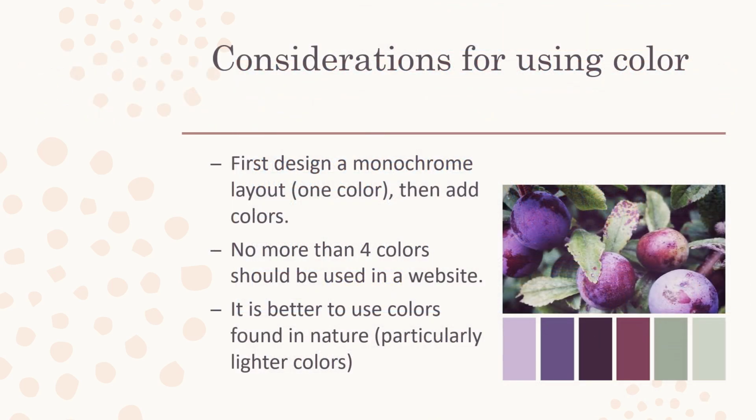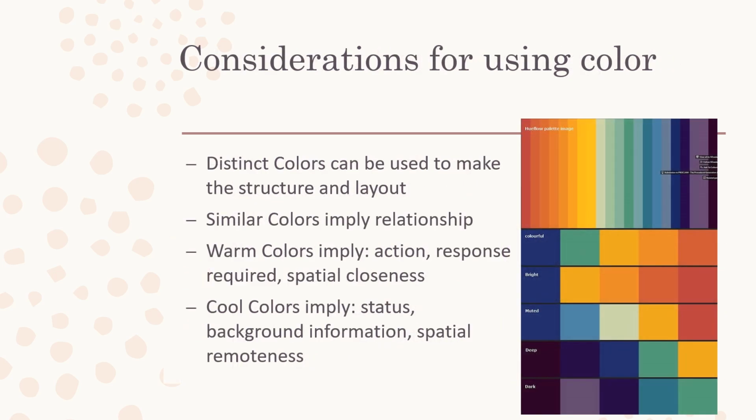For websites, it's better to use a maximum of 4 colors and use the colors found in nature, especially for the background colors. Different colors can be used for different purposes. We can use colors to make the layout and separate the sections of our website. Also, we can use colors to show connection between the website elements. Finally, warm colors can be used to imply actions and cool colors to imply status.